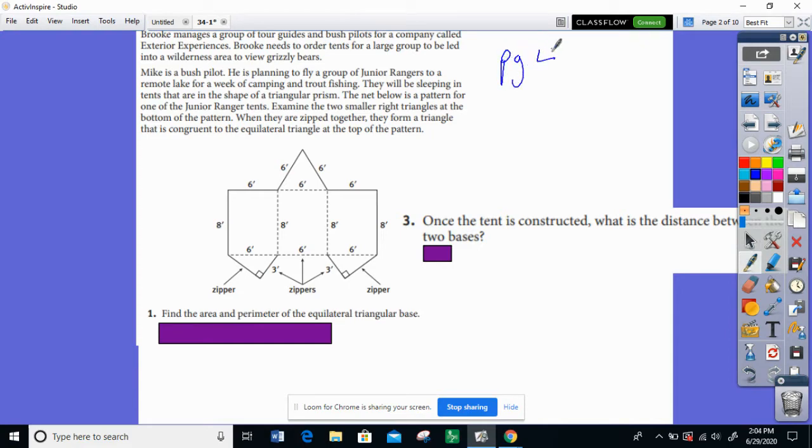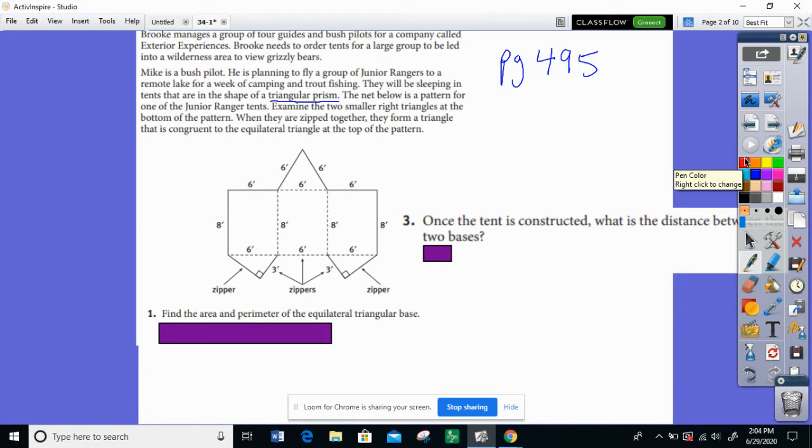Let's read the setup of the problem that we're going to solve together. Brooke manages a group of tour guides and bush pilots for a company called Exterior Experiences. Brooke needs to order tents for a large group to be led into a wilderness area to view grizzly bears. Mike is a bush pilot. He is planning to fly a group of junior rangers to a remote lake for a week of camping and trout fishing. They will be sleeping in tents that are in the shape of a triangular prism. The net below is a pattern for one of the junior ranger tents.